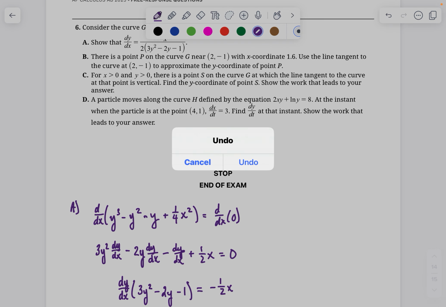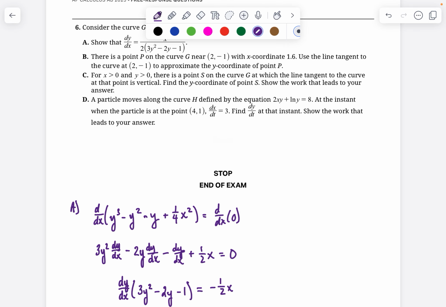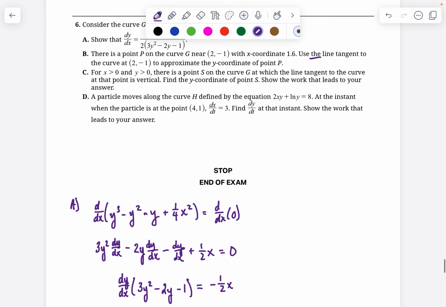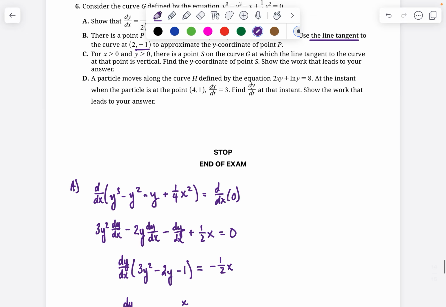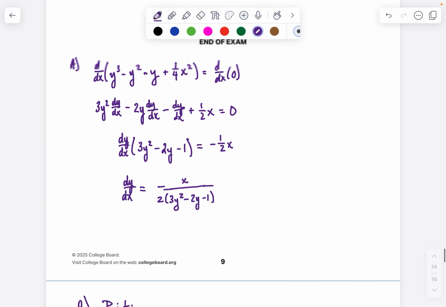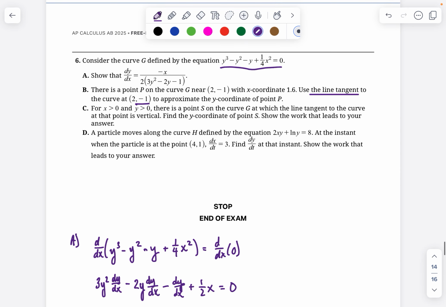Part B, there's a point P on the curve G near (2, -1) with an x-coordinate of 1.6. Use the line tangent to the curve at that point to approximate the y value, or the y coordinate, of point P. Okay, so as I'm reading that, I see I'm going to use a line tangent to the curve at this point. So that means I need to write a tangent line. So I know that in order to write a tangent line, I need a point and I need a slope. So my point was (2, -1).